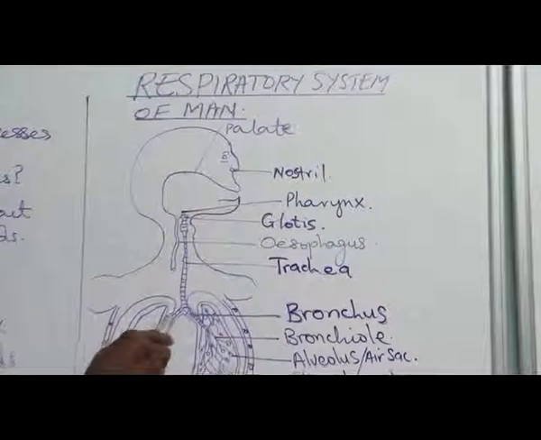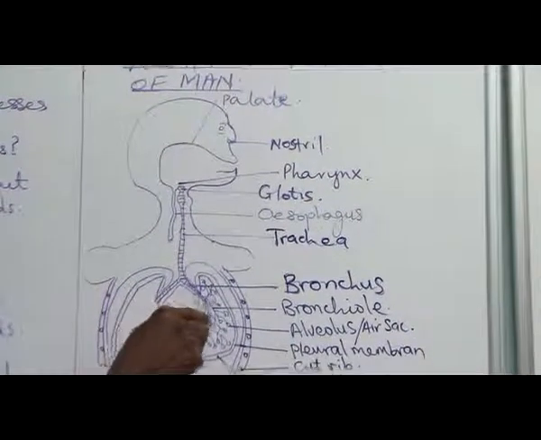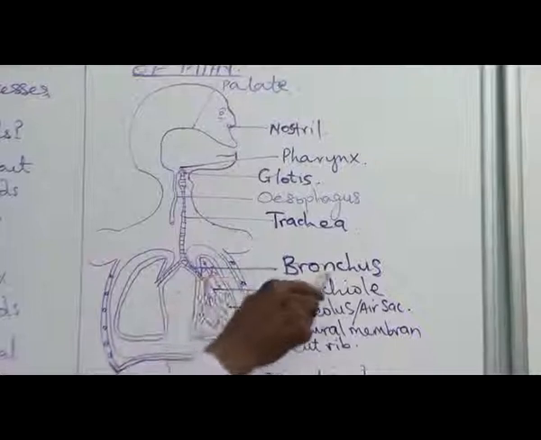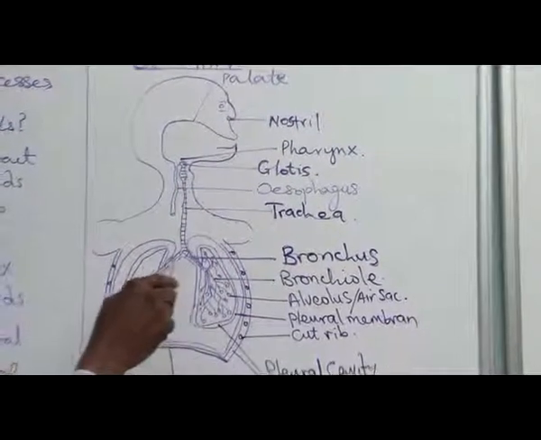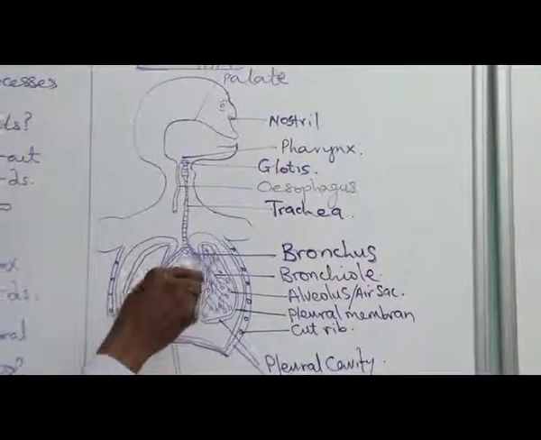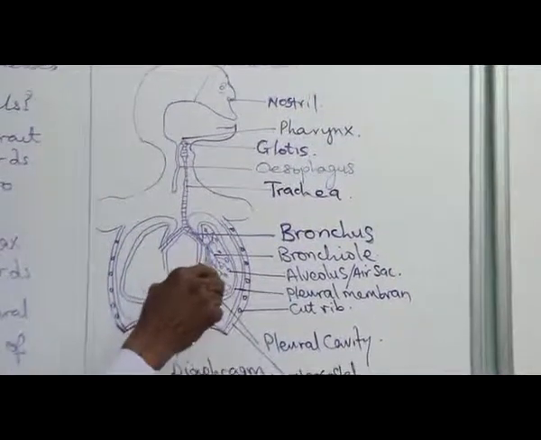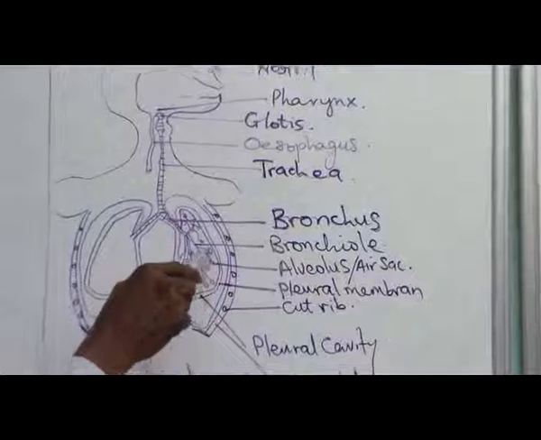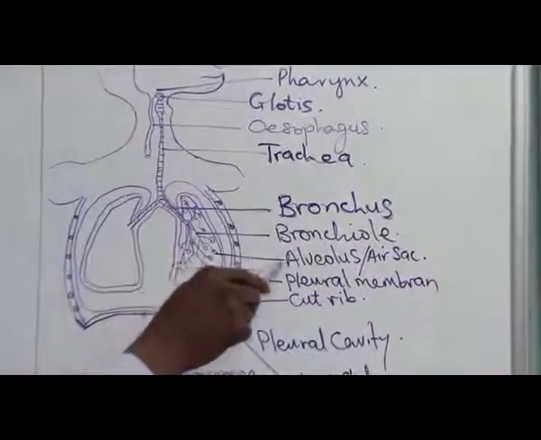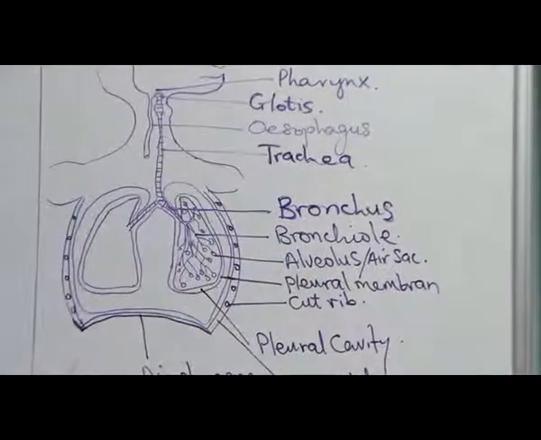The trachea branches into bronchi, one of them a bronchus. Each of the bronchi branches into bronchioles. These are fine branches and end up in air sacs, which we also refer to as alveolus.